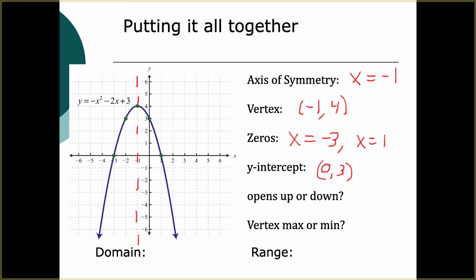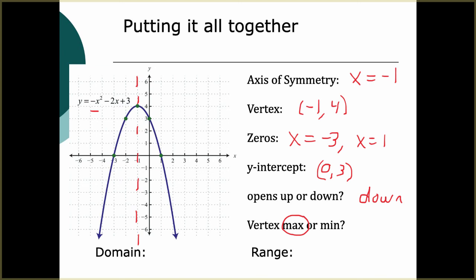Looking at this graph, does it open up or down? Well, it opens down. And if you look at it, our equation here has a negative in front. Our leading coefficient is negative, and so it's less than 0, which means we are down. Since we're opening down, the vertex is at the highest point of the graph, so this is a maximum. It's the highest point, so it is our maximum point on the graph. All the y values are at 4 or lower.